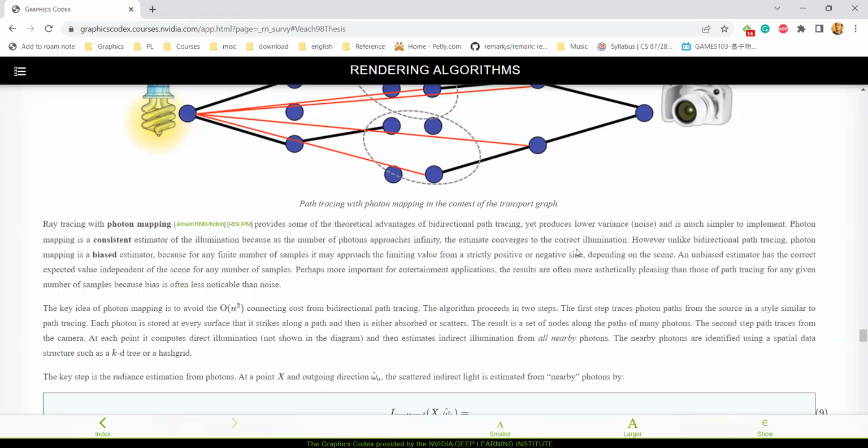The second step, path trace from the camera. At each point, it computes direct illumination and then estimates indirect illumination from all nearby photons. The nearby photons are identified using a spatial data structure such as a KD tree or hash grid.